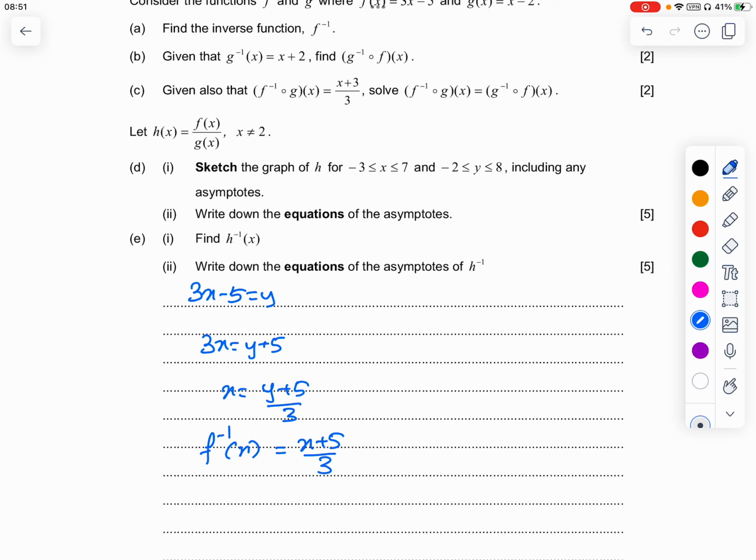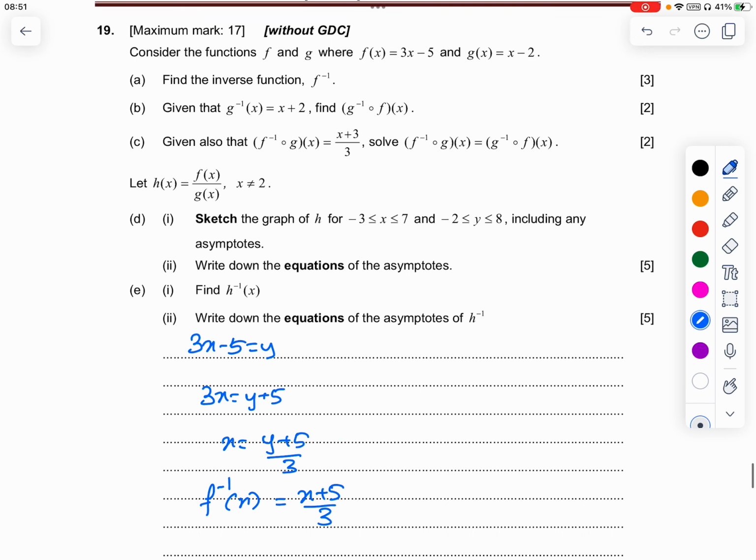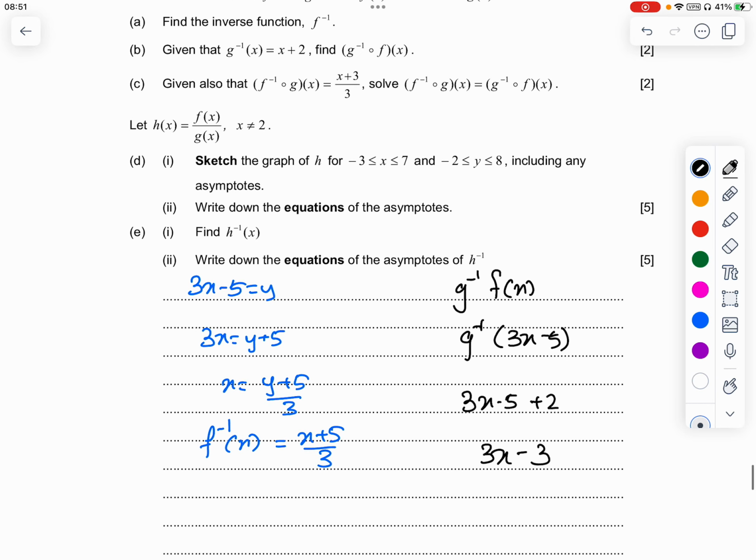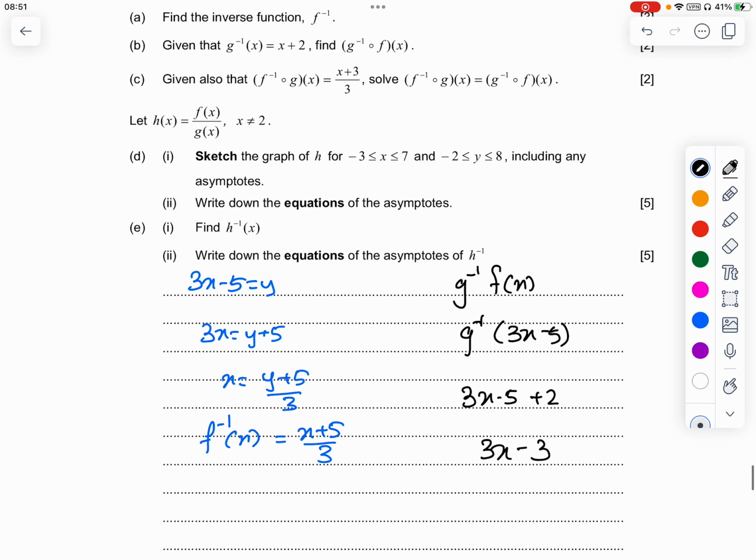Given that g inverse of x equals x plus 2 and g inverse circle f of x, find. So g inverse of f of x. What is f of x? f of x is 3x minus 5. Plug in that one in this one. So in g inverse, 3x minus 5 plus 2. So what does it become? 3x minus 3. Given also that f inverse circle g of x is (x plus 3) upon 3.